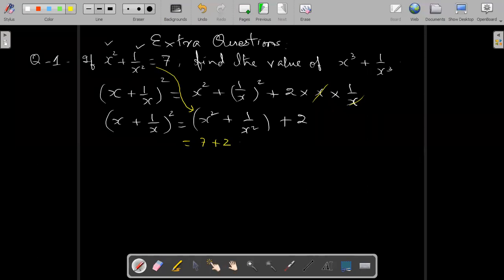So we got 9, but the square when it comes to this side will become a square root. The square root of 9 is what? Plus minus 3. But we are taking the positive sign only. So x plus 1 by x is equal to 3. This is our result. We got this value first of all.